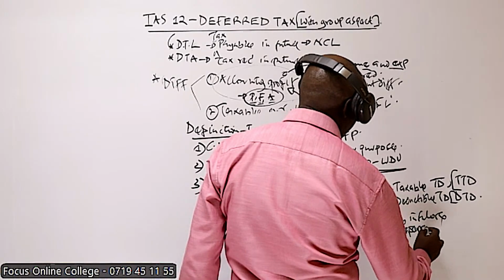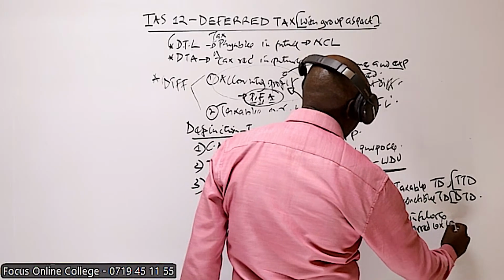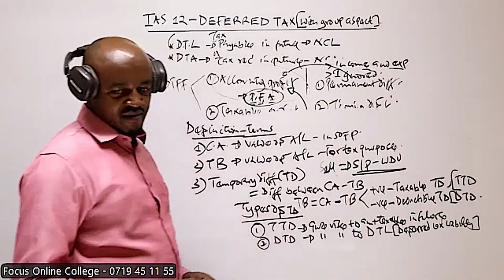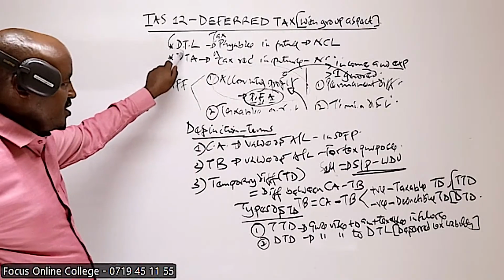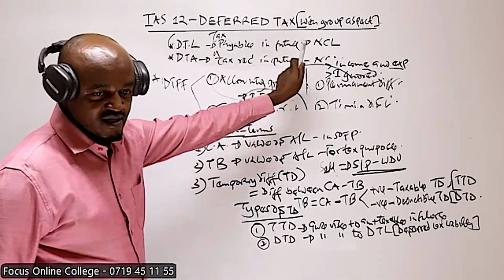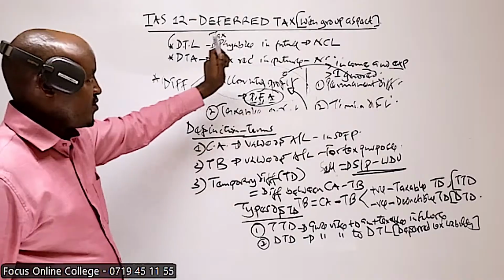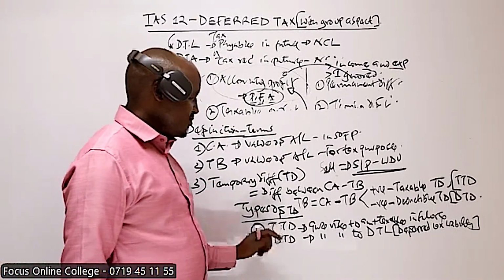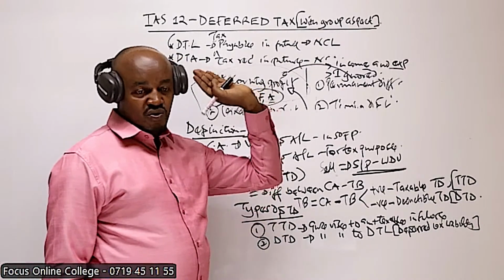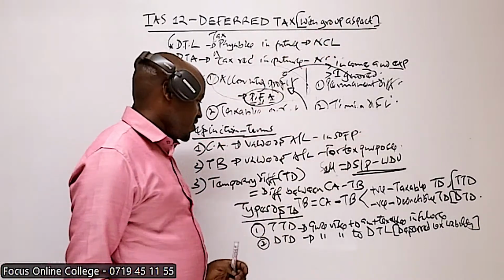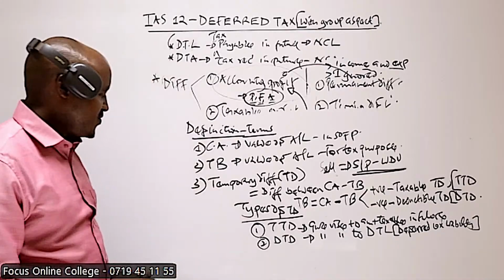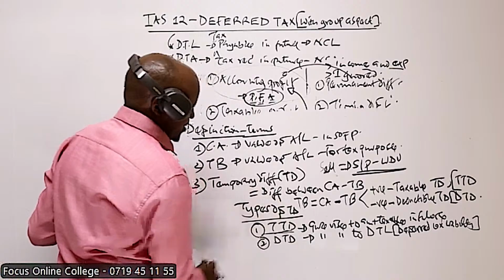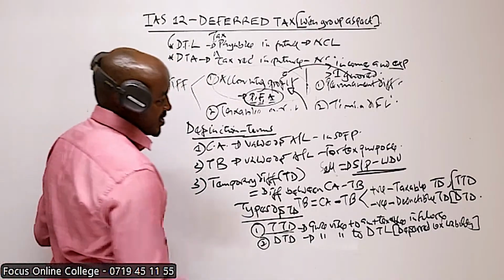This gives rise to the deferred tax liability. Remember from our introduction here, we said deferred tax liability is a tax payable in the future. Why do we have a tax payable in the future? Because the taxable temporary difference will give rise to amounts which will be taxed in the future. So therefore, the TTD, taxable temporary difference, gives rise to deferred tax liability.